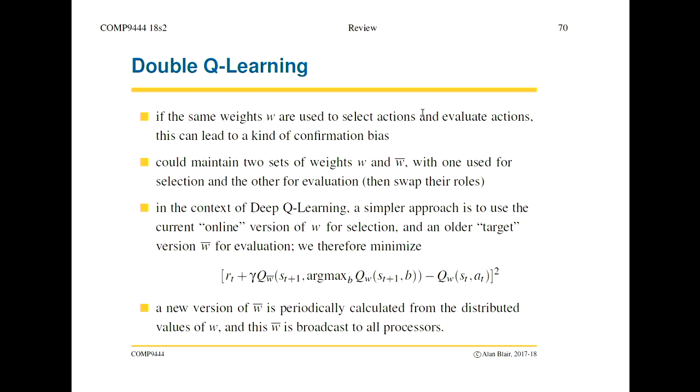So you can deal with this by having two different sets of Q values and using one for one purpose and one for the other. Or they found that instead of using a totally separate Q function, they could just use Q functions that were a little bit delayed and aggregated from other nodes.